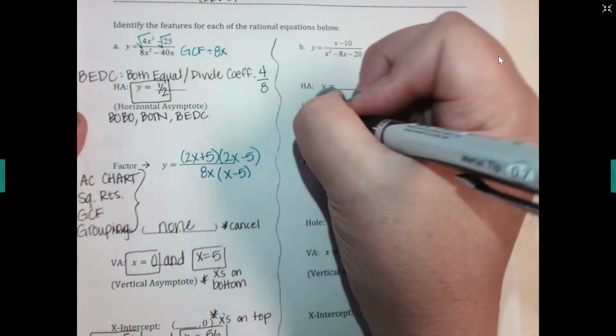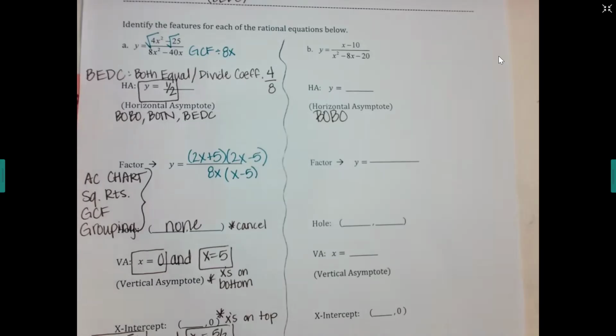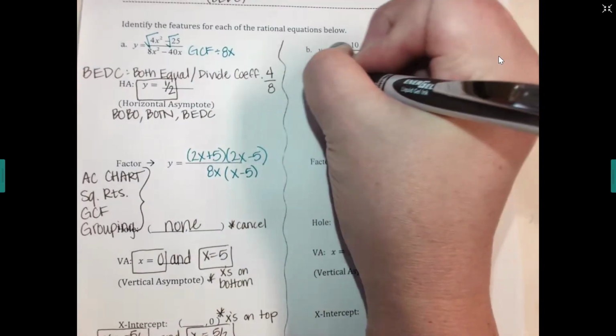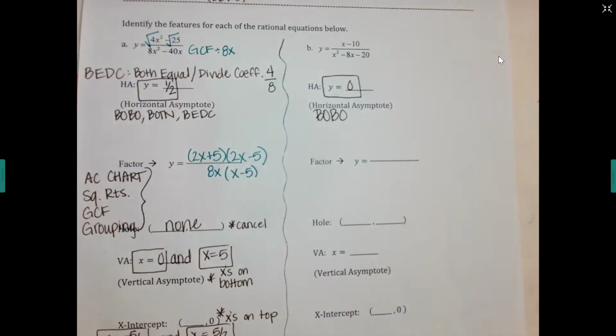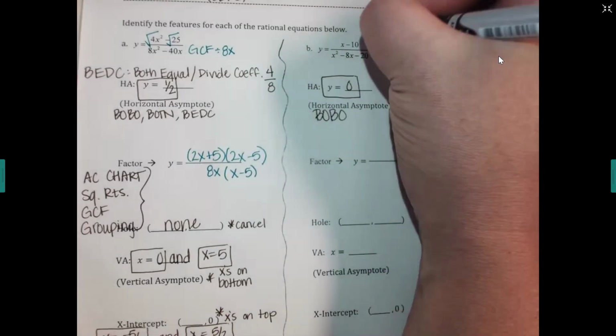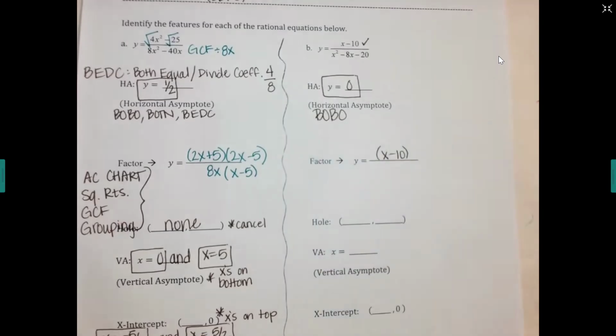So for letter B, we said it's a bobo. Okay, which means what's the answer? Bigger on bottom, 0. So y equals 0. Okay, then for every other feature, I have to be able to break it down into factors. Now, I see that the top is already done. So I'm going to put a little check here.